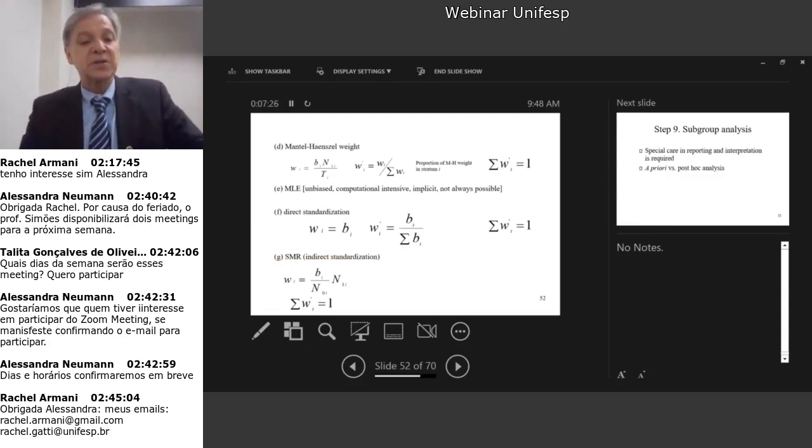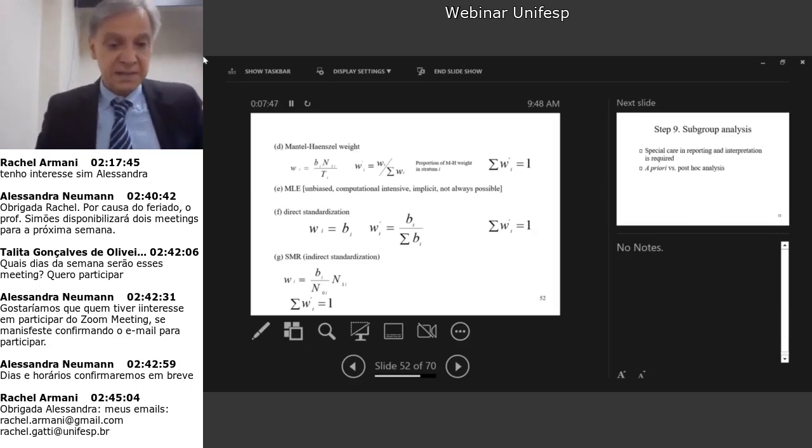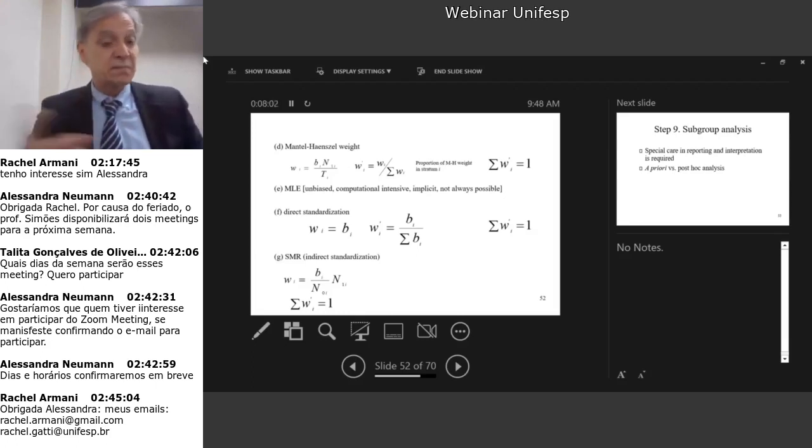There's also something called MLE, or maximum likelihood estimation. Unbiased, computationally intensive, implicit, and all is possible. Not going to show it here. I don't even know how to show too much mathematically if I don't study it again, but it's pretty complicated calculus to get to it. Direct standardization is just taking whatever your measure is divided by the sum of the measures, and you create a weight that is inherently 1 in value. SMRs, indirect standardization. You remember, observed minus expected for a rate. You end up with something similar to direct standardization, but through a different mechanism.